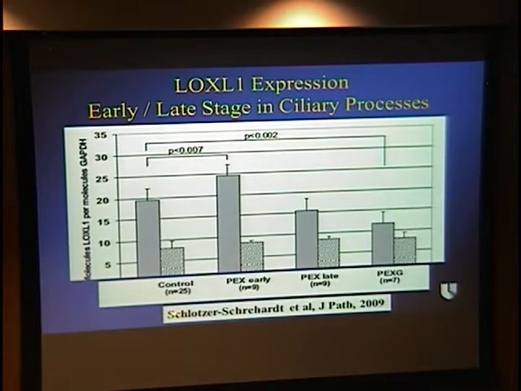But actually, Ursula Schlötzer-Schrehardt had looked at this before. Her very earliest examination of this, this is just ciliary process expression. If you look at controls, you see that LOXL1 expression is here. In pseudo-exfoliation, it's actually elevated compared to control. And then as you go on later in the exfoliation process from just syndrome to glaucoma, that expression drops. So this actually agrees completely with what we found, that initially there's too much LOXL1 around and then down.